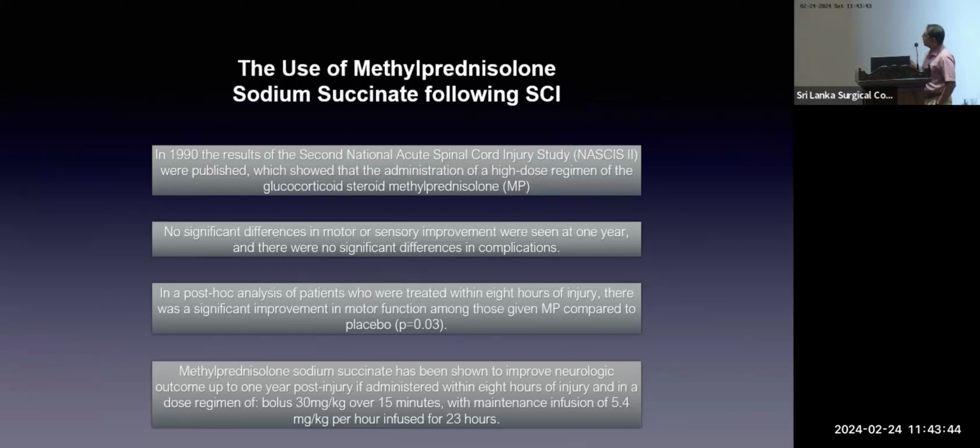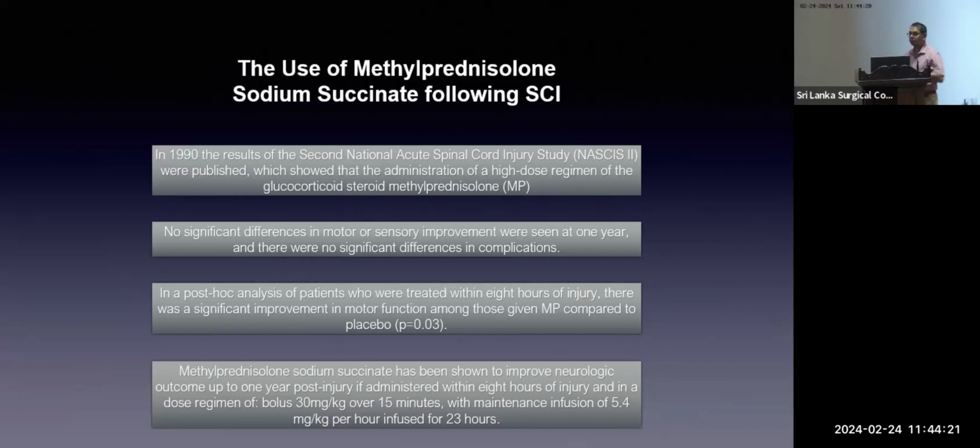So in 1990, the second National Acute Spinal Cord Injury Study was done, and that showed that administration of high-dose regimens of the glucocorticoid steroid methylprednisolone had no significant differences in motor or sensory improvement. There were no significant differences or complications. But in this instance, they didn't know when to give it. Some people were given methylprednisolone after 24 hours, some after 8 hours.